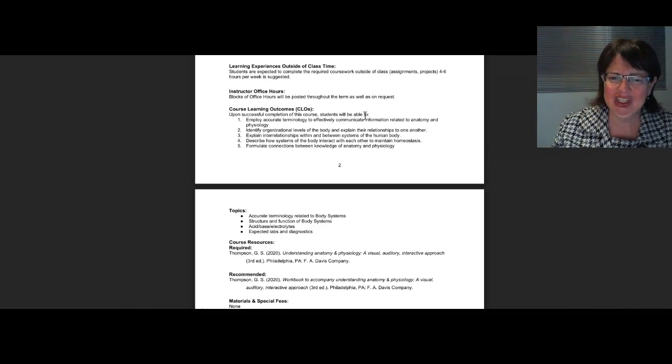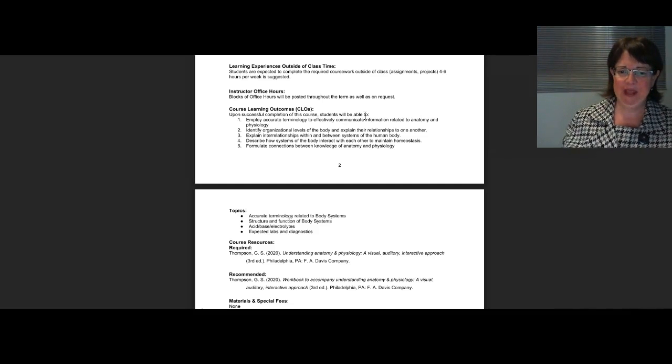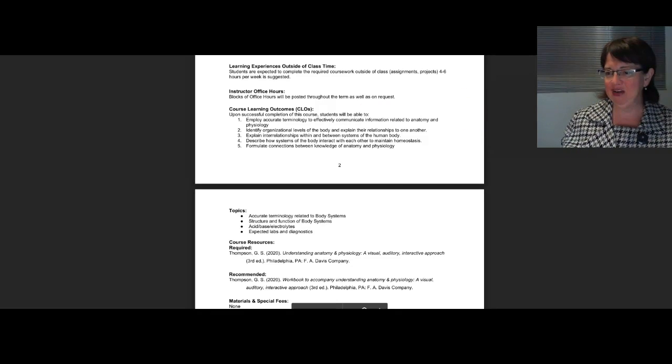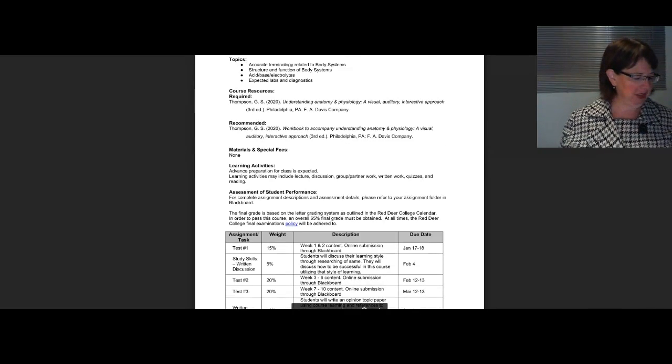We're also going to look at how the systems of the body interact to maintain homeostasis. And that's going to be one of the main terms this year, homeostasis. Then we're also going to look at connections between anatomy and physiology. Okay? The textbook, I've already sent you an email about the textbook, and hopefully you've got it.